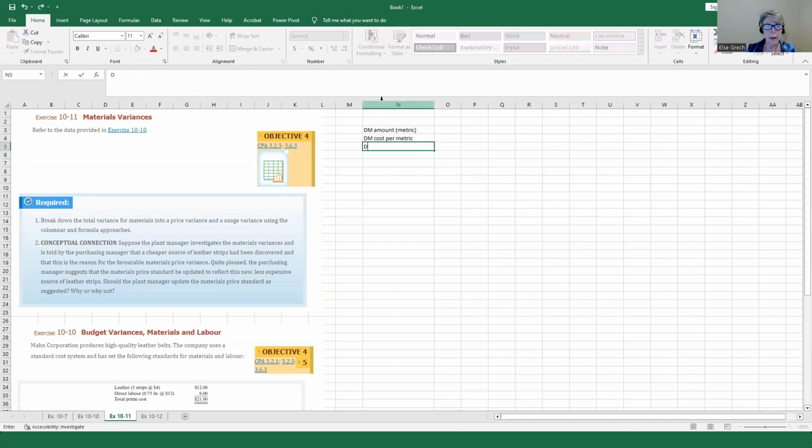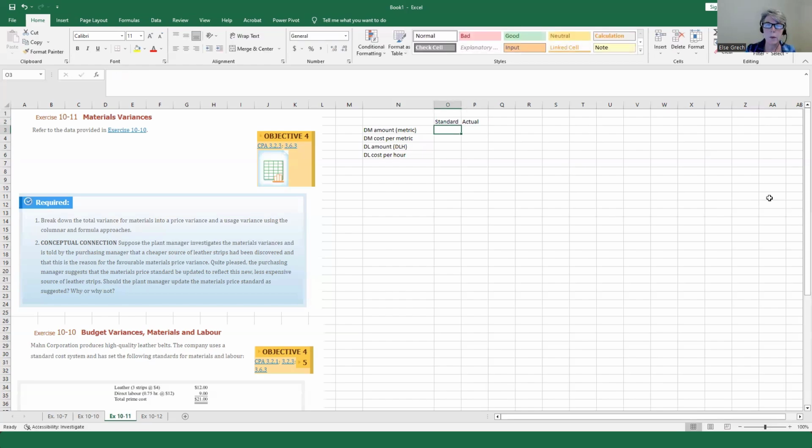I can then do direct labor amount, and this is going to be direct labor hours. And then I can do direct labor cost per hour. Okay, so that's the matrix. The reason I say direct material amount matrix is because sometimes we use grams, sometimes linear feet, sometimes liters, sometimes whatever. There are different matrix that we use, and we need to discover what that is. And then what we want to put here is the standard, and we want to put the actual.